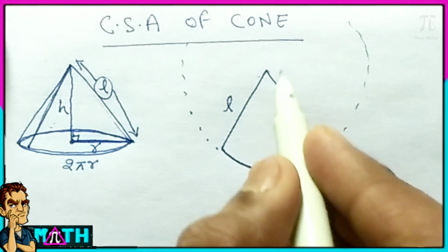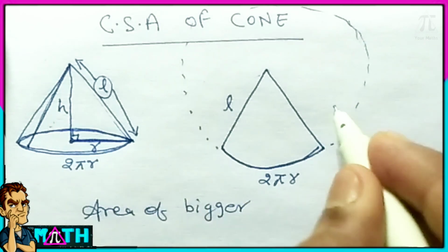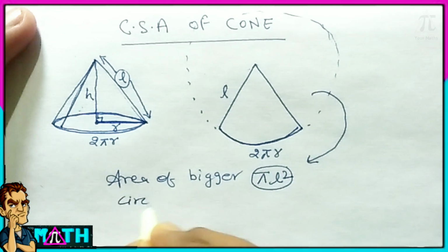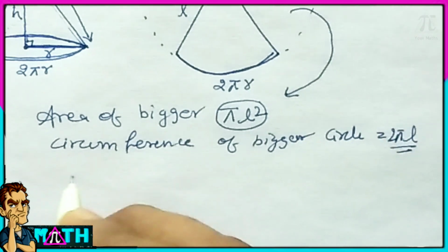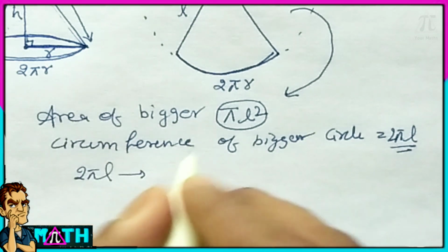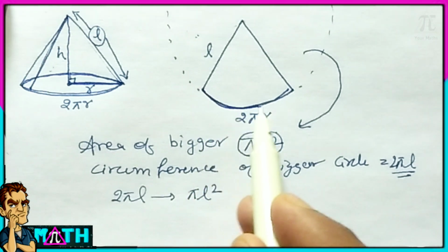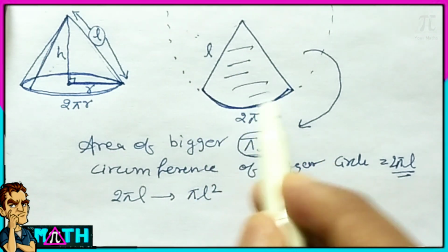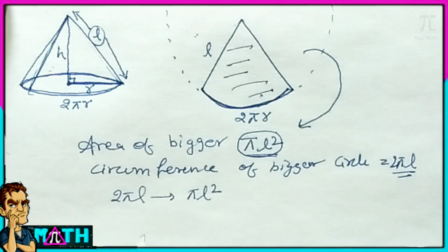So we can write the area of the bigger circle as pi L square, and we can write the circumference of the bigger circle as 2 pi L. So clearly we can say that in the length of 2 pi L we get the area of the circle as pi L square. So in the length of 2 pi r we get the area of the sector of the circle, and this sector area will be the curved surface area of the cone.